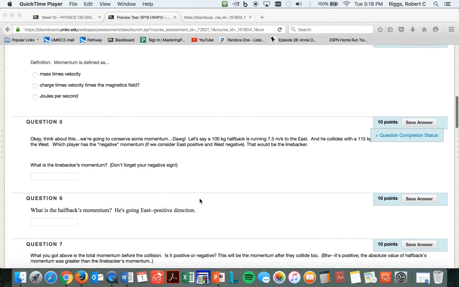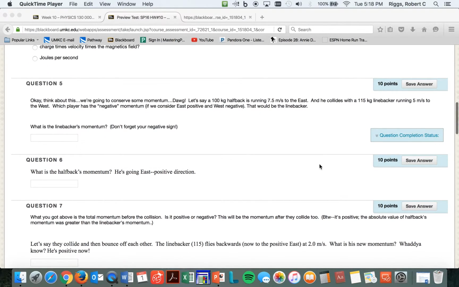All right, so let's start with question 5 here. Think about this. We're going to conserve some momentum. Let's say a 100-kilogram halfback is running at 7.5 meters per second east, and he collides with a 115-kilogram linebacker running at 5 meters per second to the west. Which player has the negative momentum if we consider east being positive and west being negative? So that would be the linebacker. What is the linebacker's momentum? Don't forget to put in the negative sign.